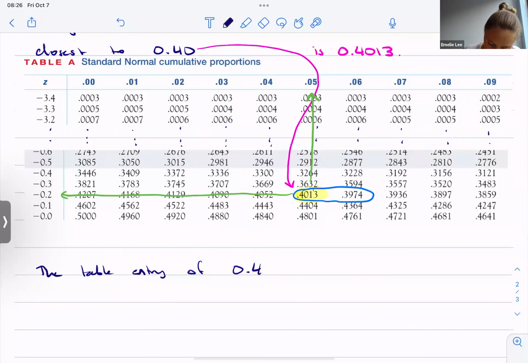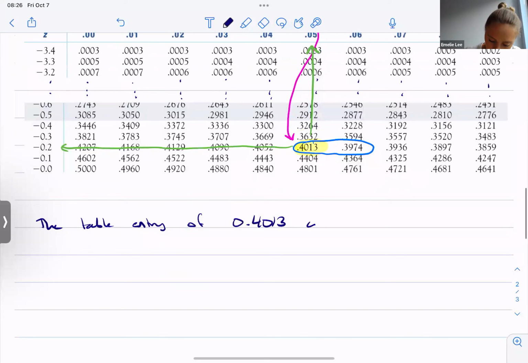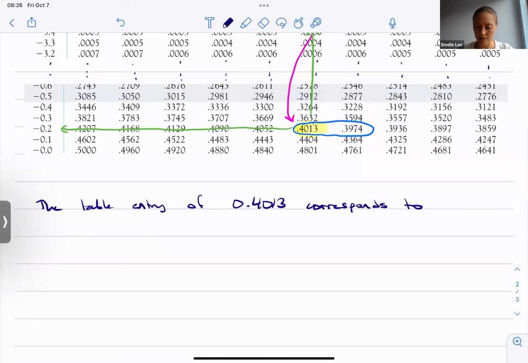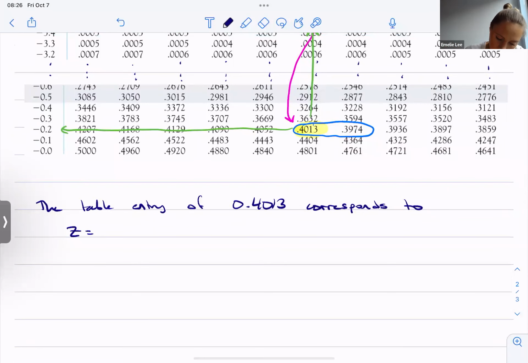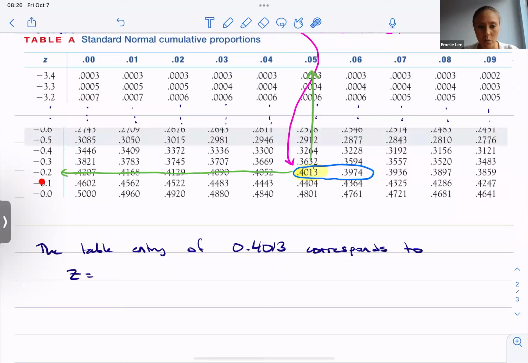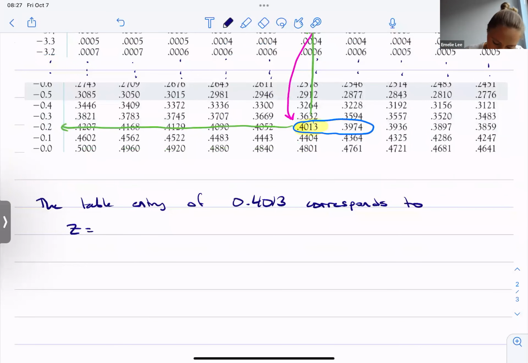The table entry of 0.4013 corresponds to, or you could say maps back to, Z equal to, and remember you start with the whole number and the first decimal place here. Don't forget that negative. That negative is going to make a huge difference. That tells you that you're below the mean. So negative 0.25. Negative 0.25.